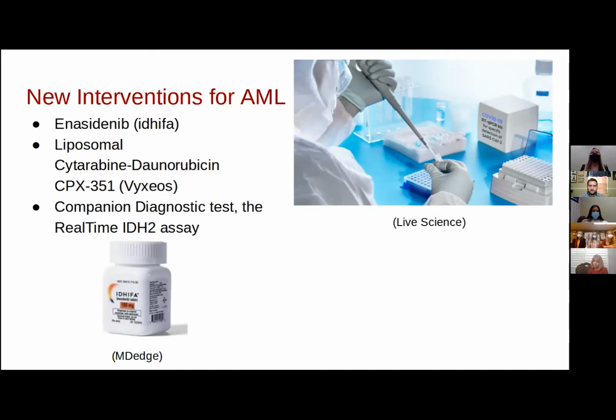Another drug is the liposomal cytarabine daunorubicin, CPX351. It's a 2-drug chemotherapy rationally designed to improve the efficacy over traditional AML treatments.